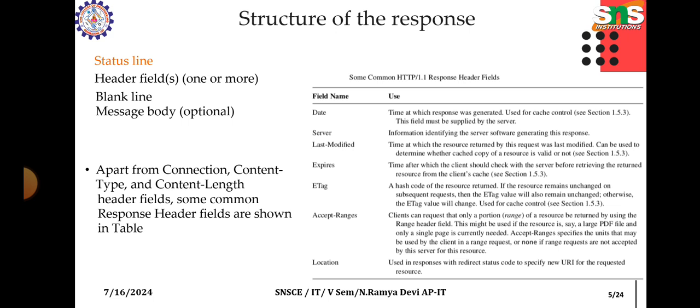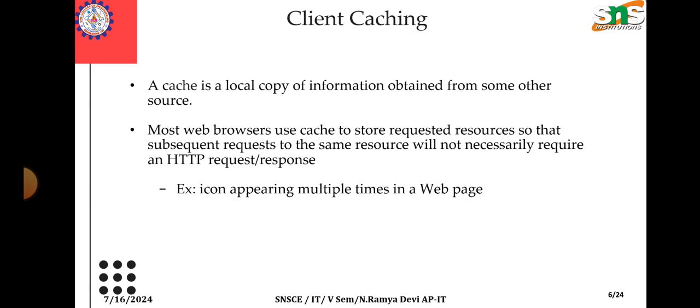And this is accept ranges. Clients can accept that only a portion of a resource be returned by using the range header field. This might be useful if the resource is a large PDF file and only a single page is currently needed. So accept ranges specifies the units that may be used by the client in a range request, or none if range requests are not accepted by the server for this resource. Location is used in responses with a redirect status code to specify the new URI for the requested resource.